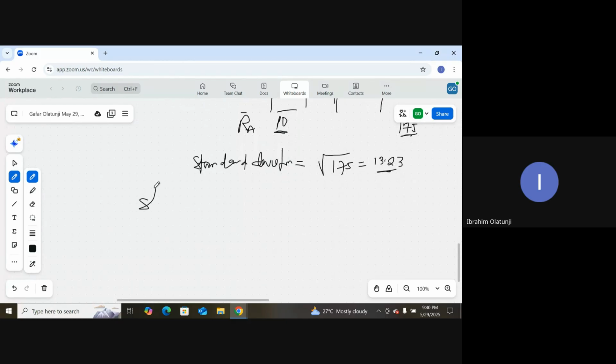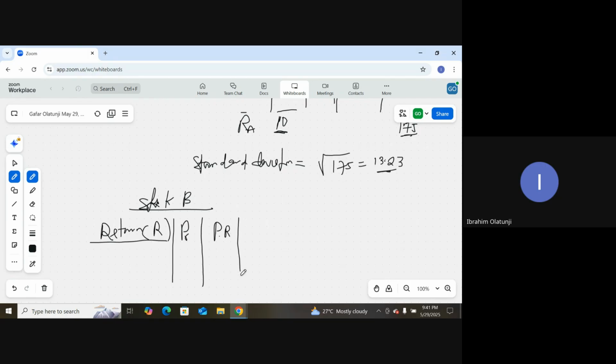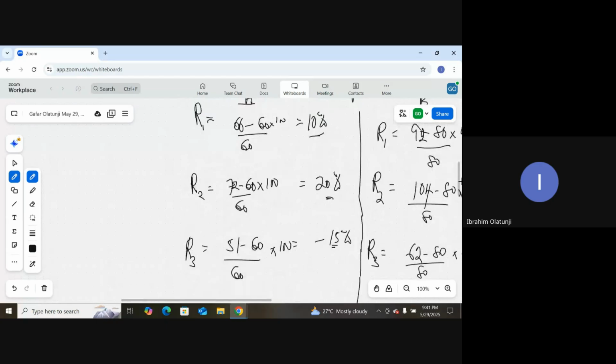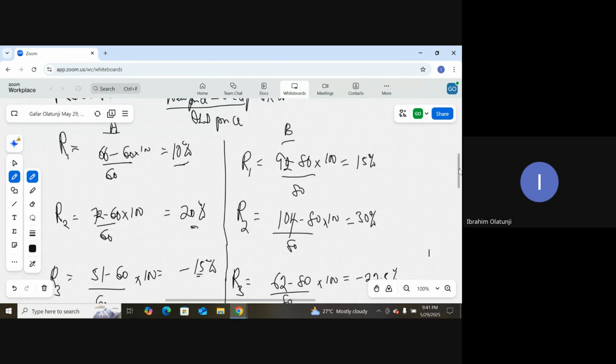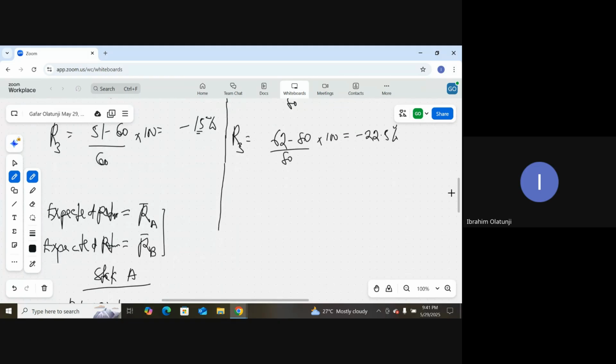So then we put it to stock B. Sorry, I have a question before you move further. Hold on, please. Return, probability, then probability times return. So for stock B, when we do our possible return adjustment, we have 15, 30, and 22.5.